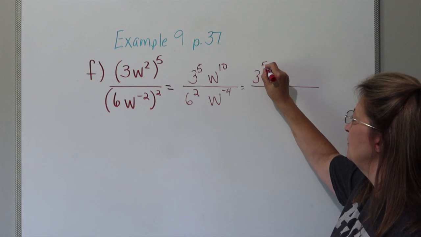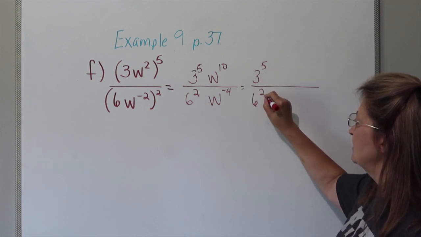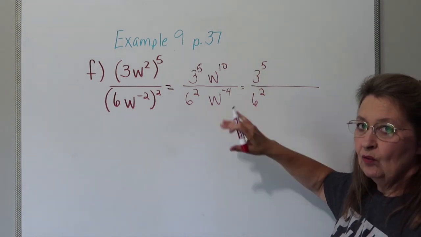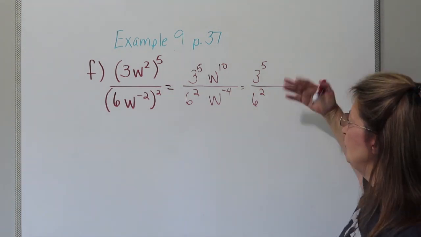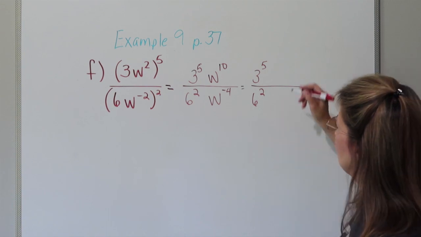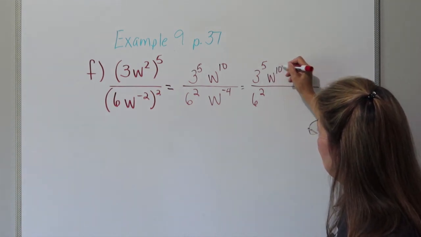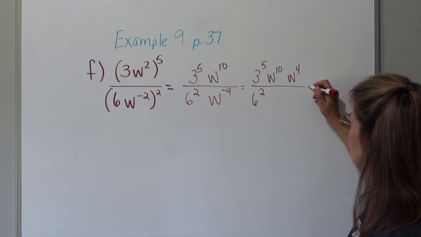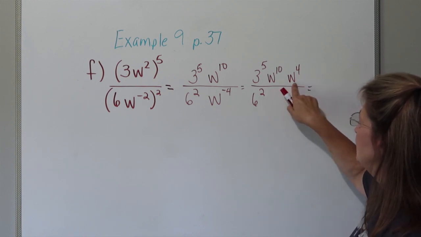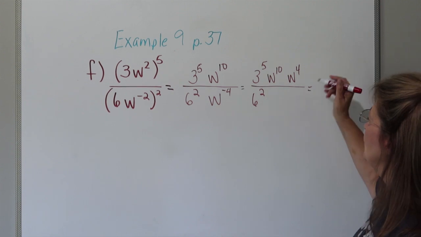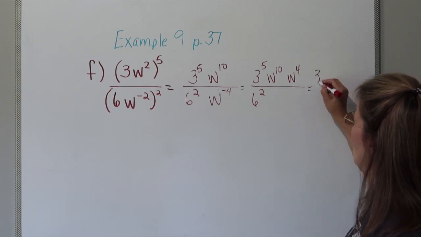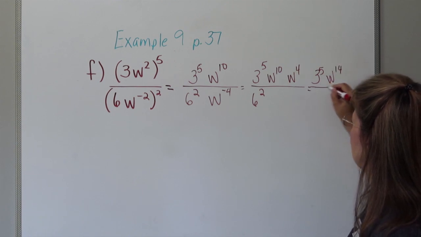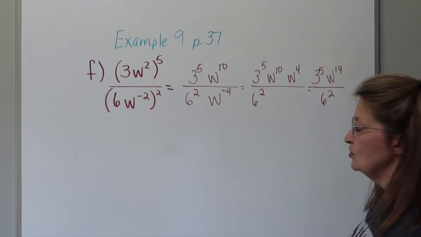Now let's take care of the 10 and the 4 first. I'm going to leave 3 to the 5th and 6 to the second as they are for now. When you have a negative exponent, what do you do to make it positive? You move it to the opposite side of the fraction bar. So now up here I have w to the 10th and w to the 4th. And how would you simplify w to the 10th and w to the 4th? You add the exponents. So at this point I have 3 to the 5th, w to the 14th over 6 squared.